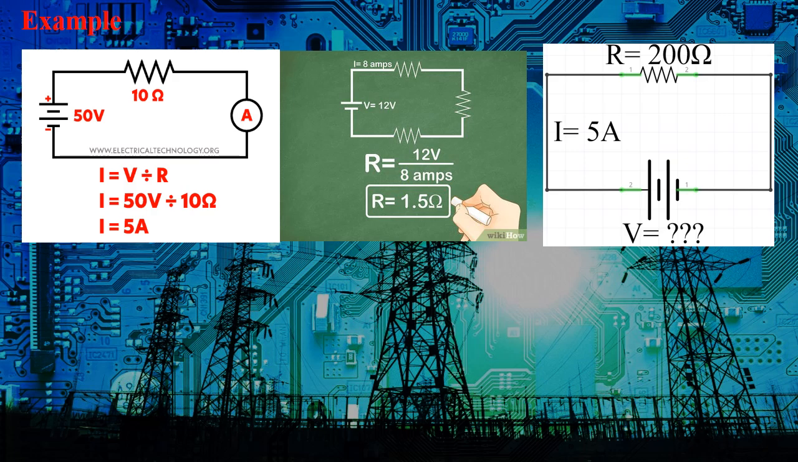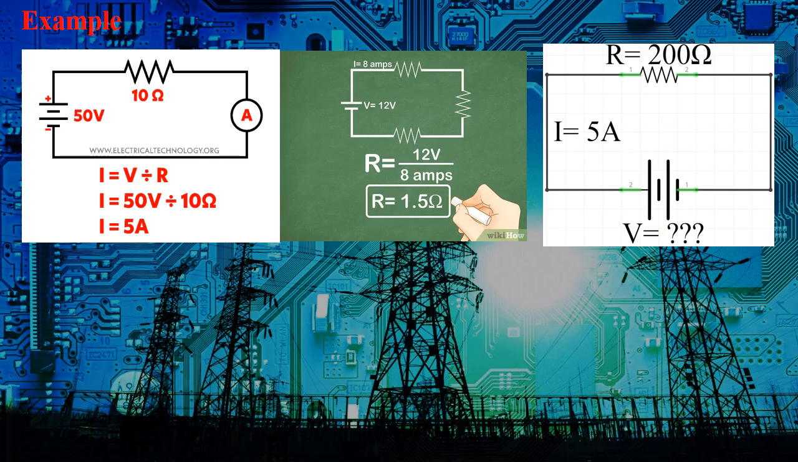The second example, in green, we have 8 amps running through the circuit and we have 12 volts as a supply. We are asked to find the value of the resistance. We have 3 resistors there. The combined value of the resistors will be the resistance value of the circuit.